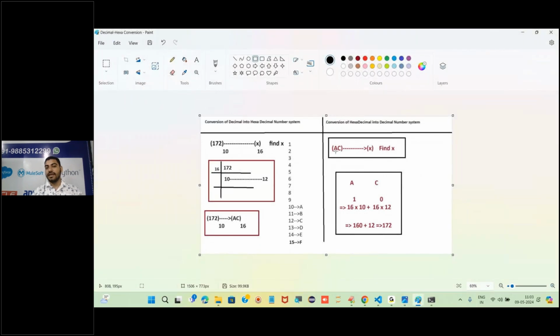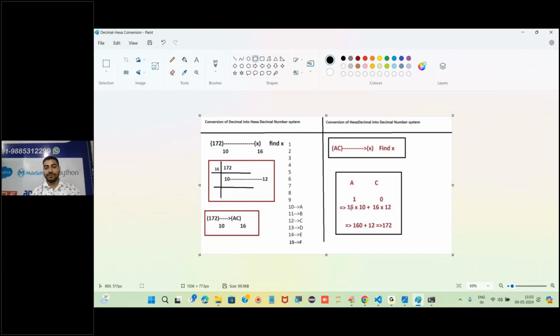Okay, ACC. Let's suppose we have written ACC. What is the value of A here? What is the value of C here? Okay, this is not 10, I have made a mistake. It should be 10. Okay, sorry. So value of A is what? 10. Value of C is what? 12. Right? I had given some space in between, so it became 1 and 0.